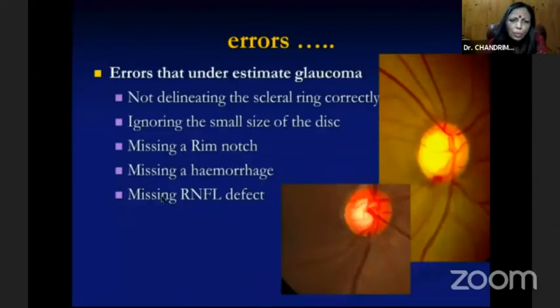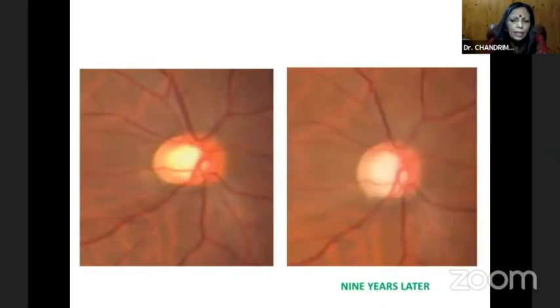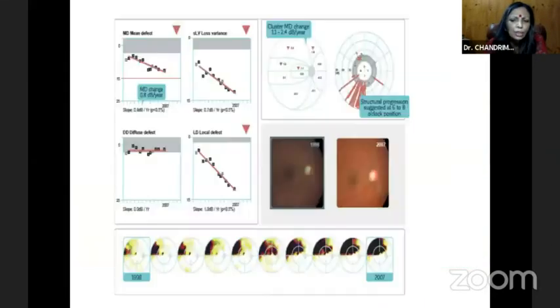So the errors that we commonly make are that we underestimate glaucoma, not delineating the scleral ring correctly, ignoring the small size of the disc, missing a rim notch, missing a hemorrhage, missing a RNFL defect. This is an example. That's the disc that I saw. And 9 years later, this is what I saw.